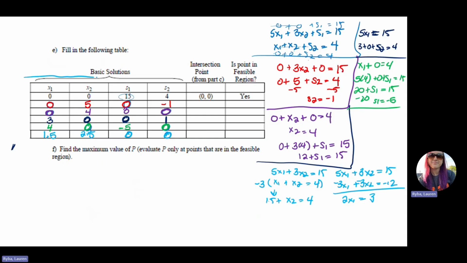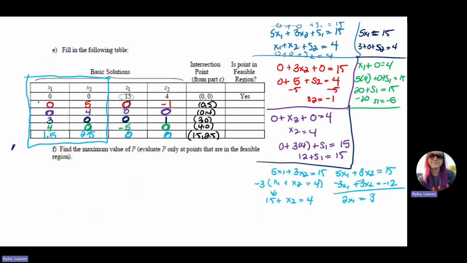All of the intersection points come from the first two columns. So 0, 0; 0, 5; 0, 4; 3, 0; 4, 0; 1.5, 2.5. So algebraically, we have found all the intersections between all the lines that we had. However, some of them are not in the shaded region. The way you determine which ones are or are not in the shaded region is you cannot have any negatives anywhere in the row.